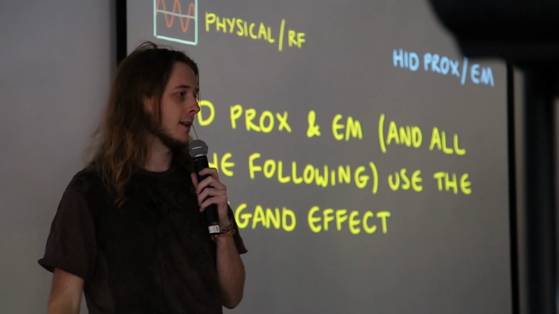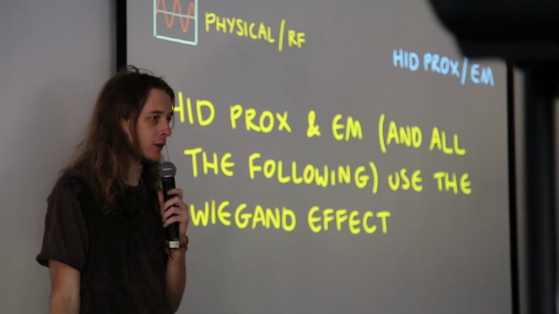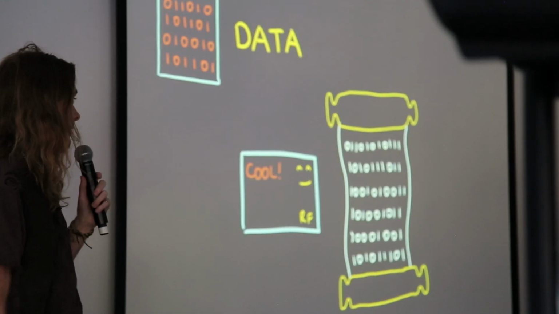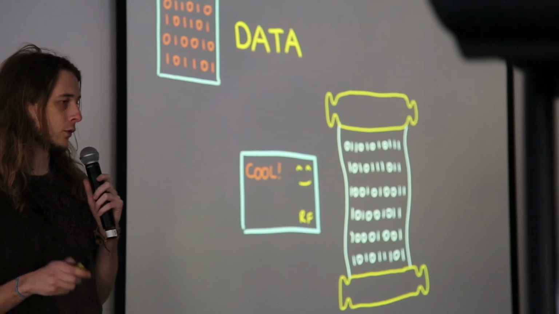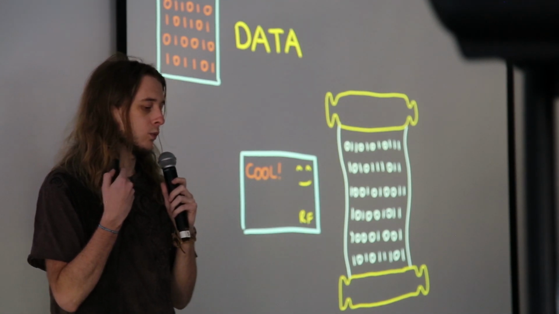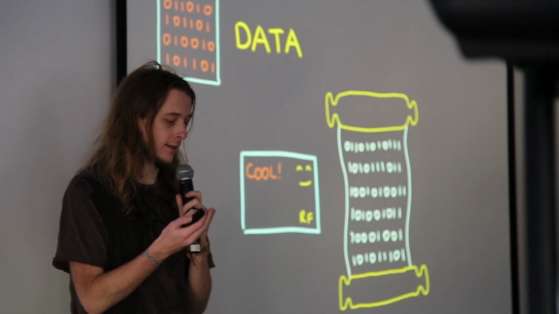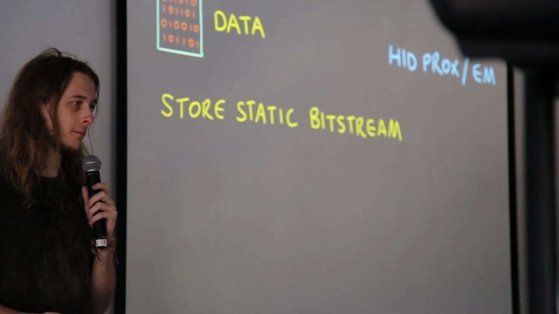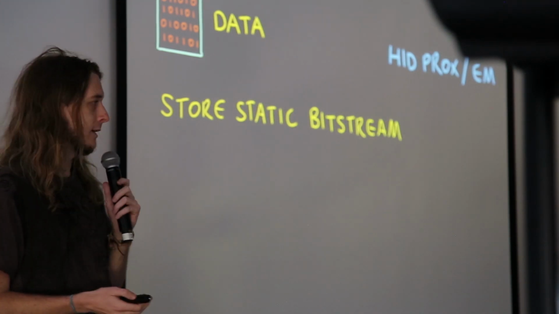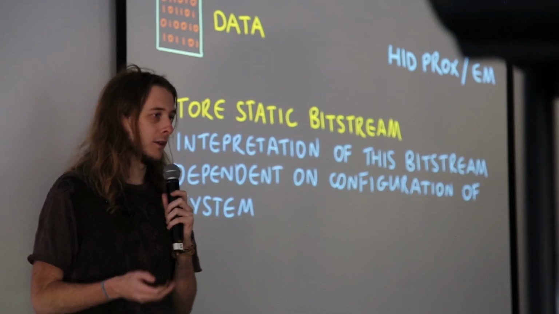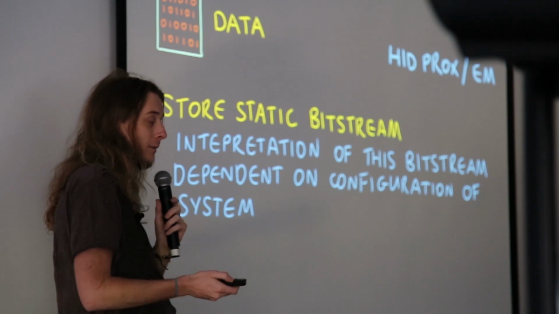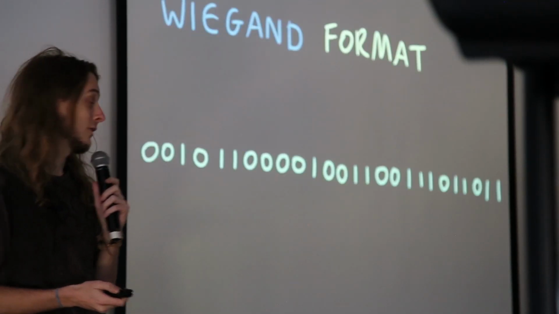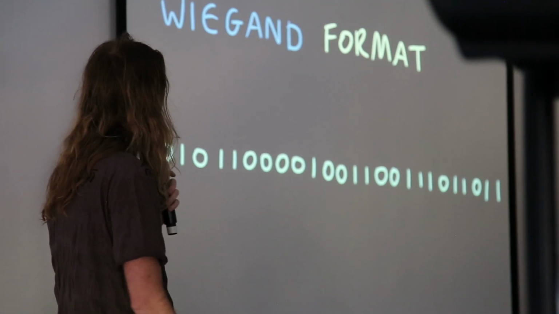Both HID Prox and EM and all of the following cards I'm about to talk about use the Wiegand effect. Okay, so let's move on to the data layer. In this section I want to talk about what's actually on these cards that is the identifying factor. In the case of HID Prox and EM, they just store a static bit stream of data. The interpretation of this bit stream is completely dependent on the configuration of the system. And so this guy shows up again: we have the Wiegand format.